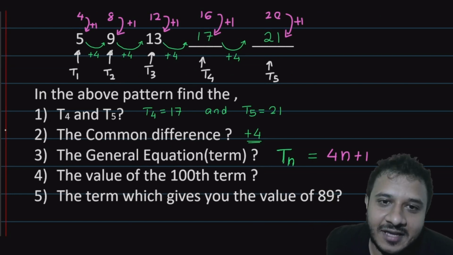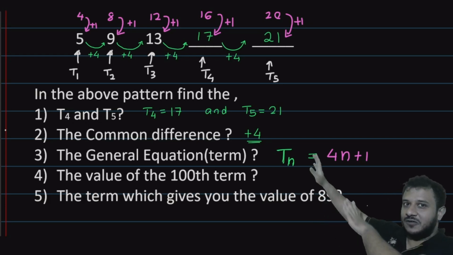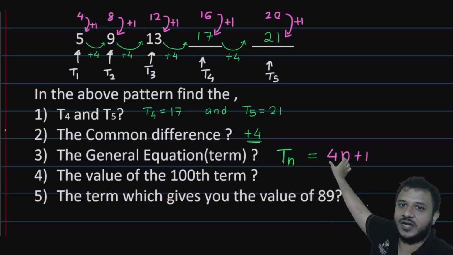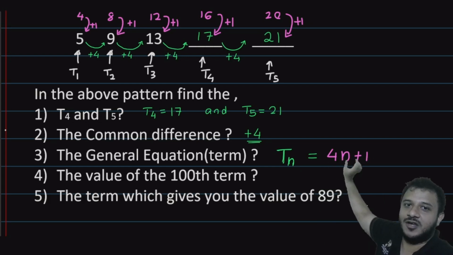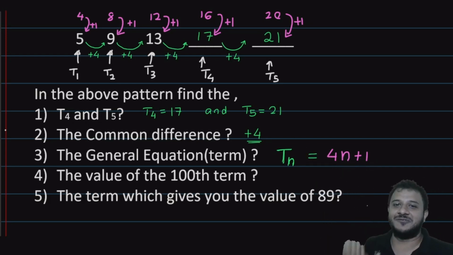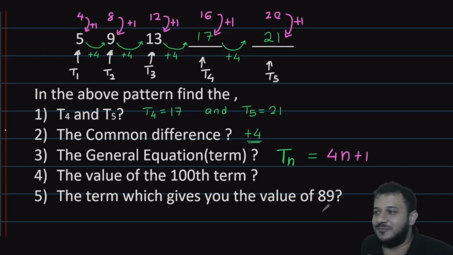Now let's say that we didn't even know the fifth number. All we need to do is 4 times 5 plus 1. 4 times 5 is 20. 20 plus 1 is 21. Fifth term is 21. We get the answer. Now they are asking for the 100th term. That means they are asking for term 100.